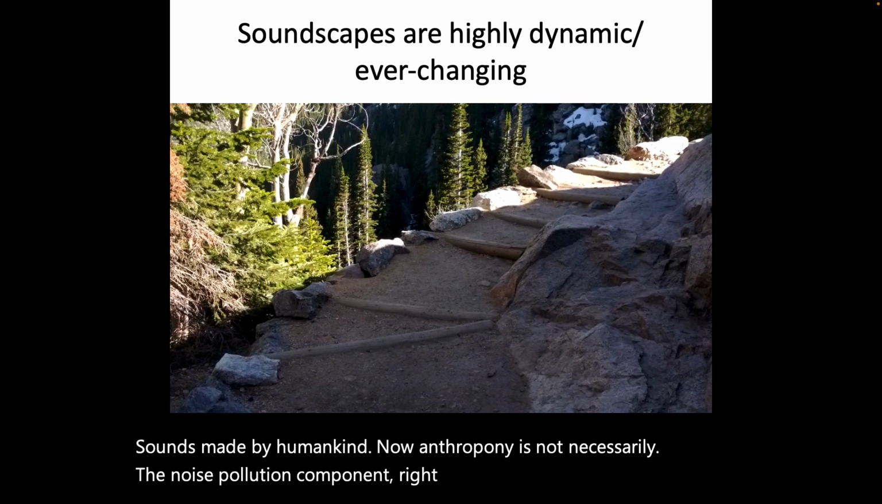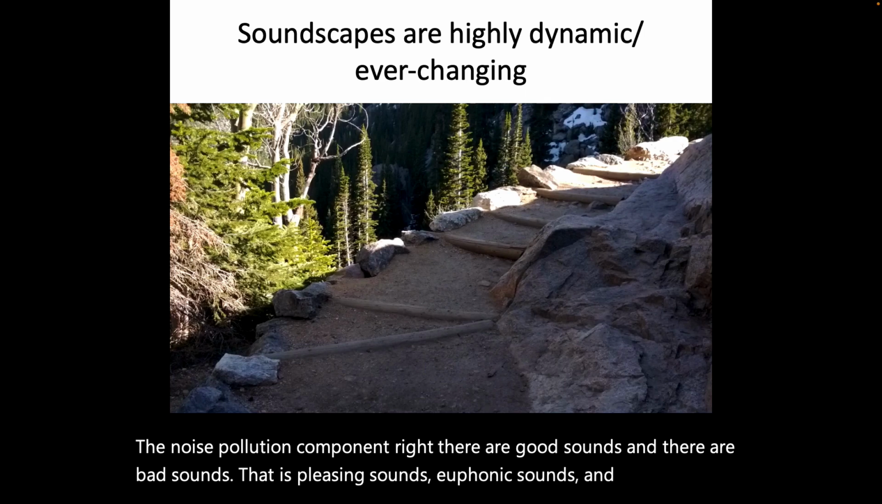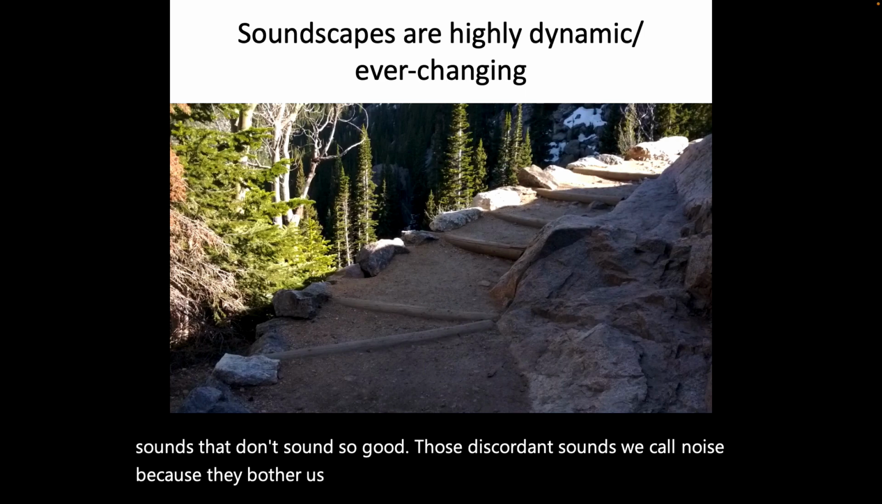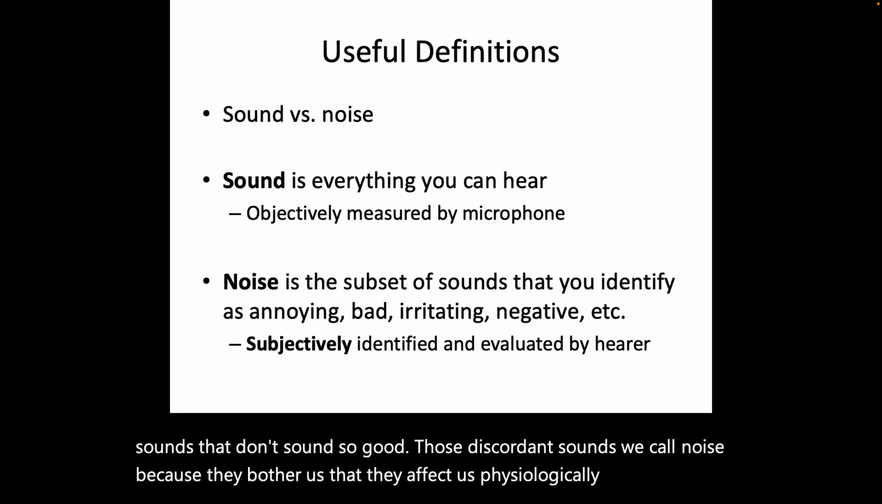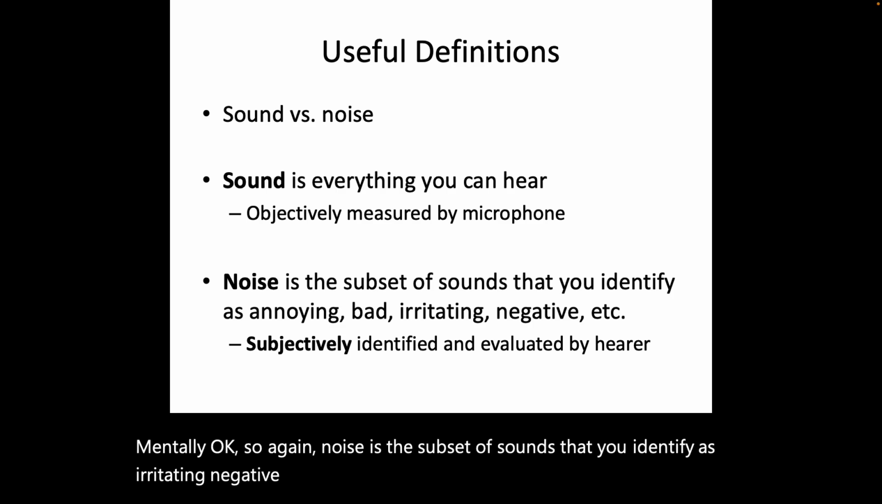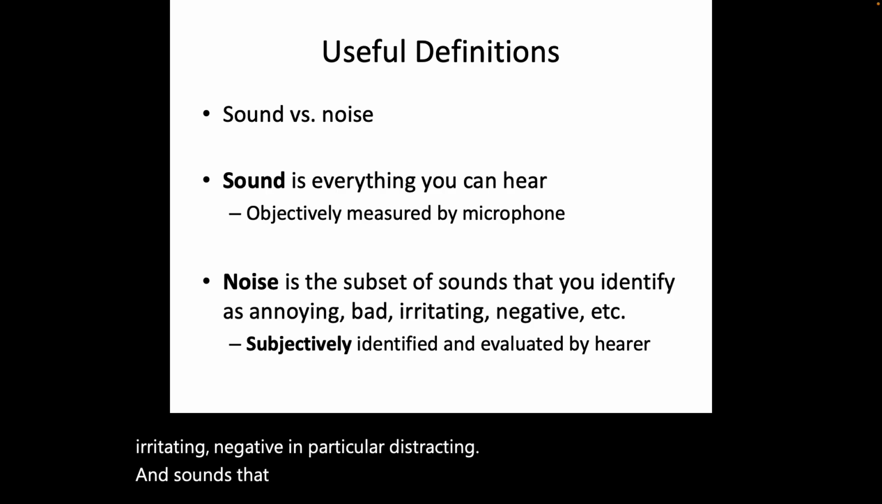There are good sounds and there are bad sounds. That is, pleasing sounds, euphonic sounds, and discordant sounds that don't sound so good. Those discordant sounds we call noise because they bother us. They affect us physiologically and mentally, okay? So, again, noise is the subset of sounds that you identify as irritating, negative, in particular distracting, and sounds that interfere with your ability to maintain your safety in the wild.